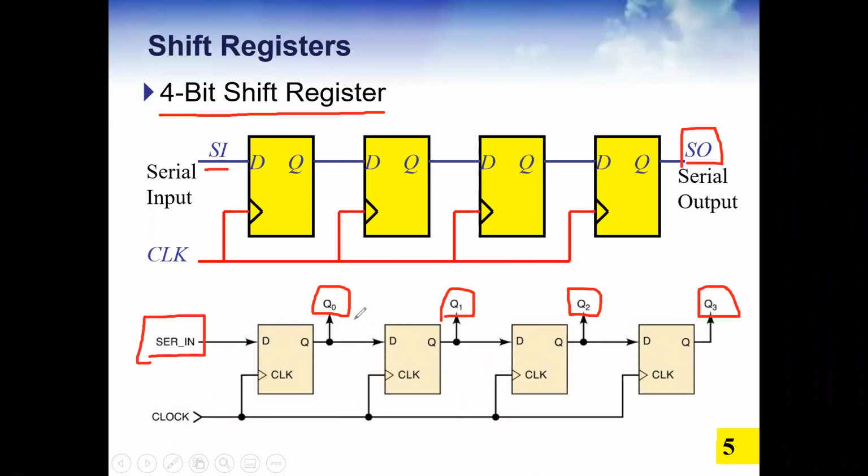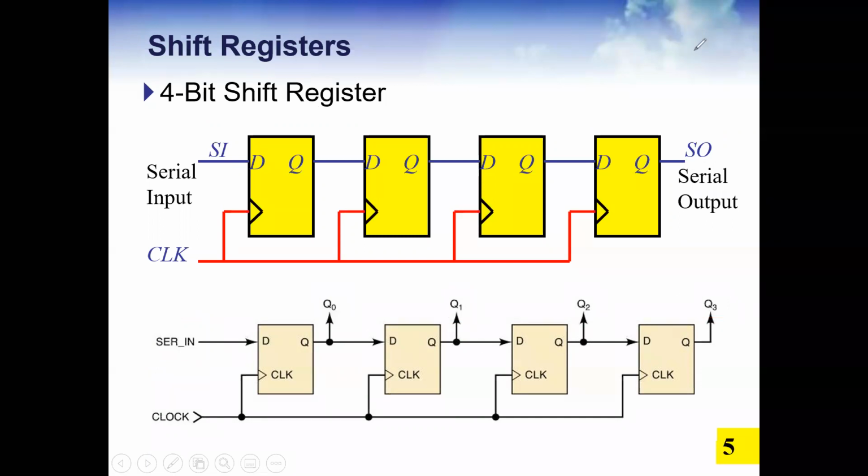Can you see this one? We can take the output in parallel this time. All outputs will be available like that. So we call this type of register serial in, parallel out. It is connected to a common clock so that everyone triggers at the same moment. So let's see an example of a serial in, serial out shift register.